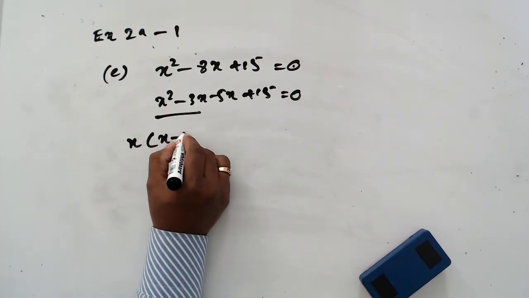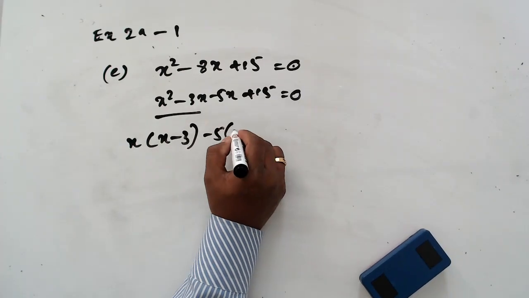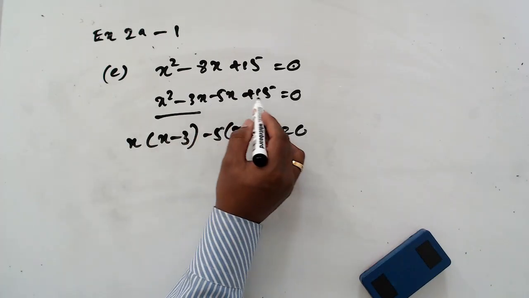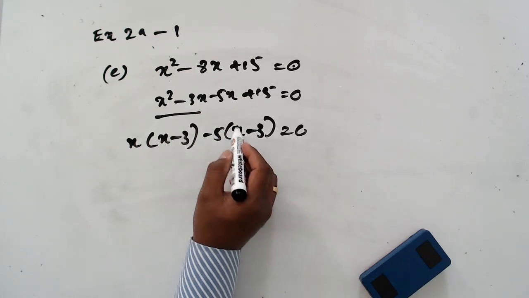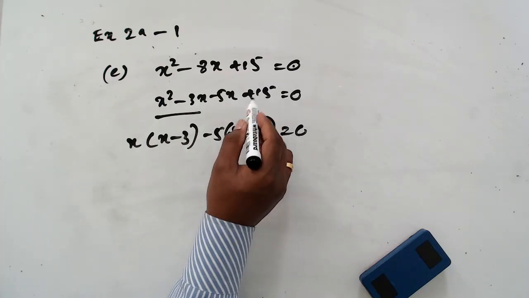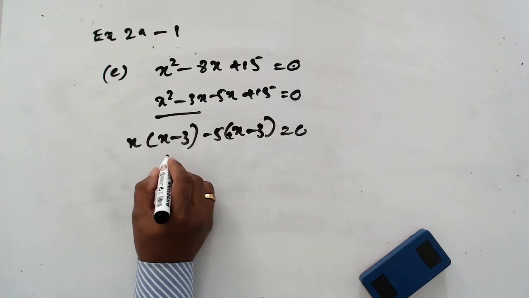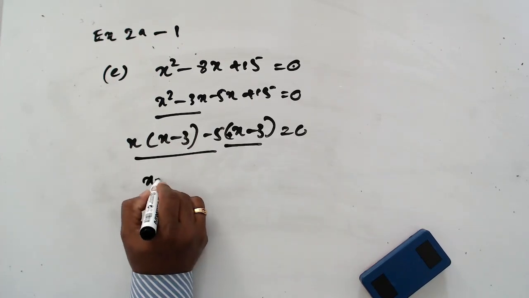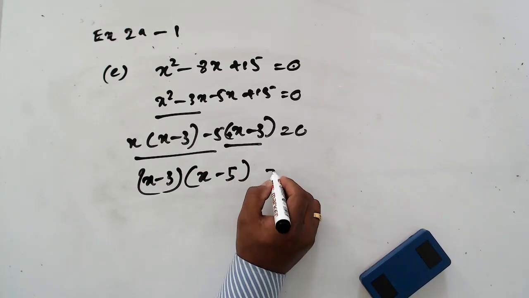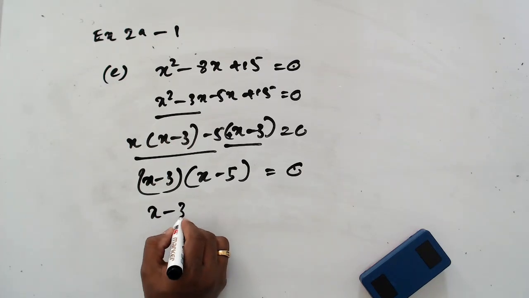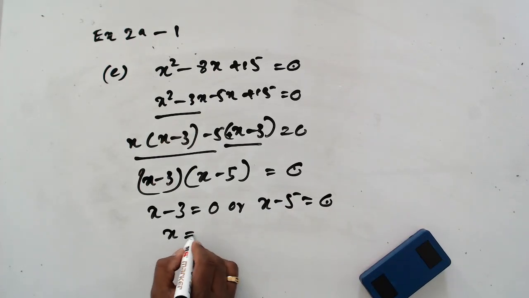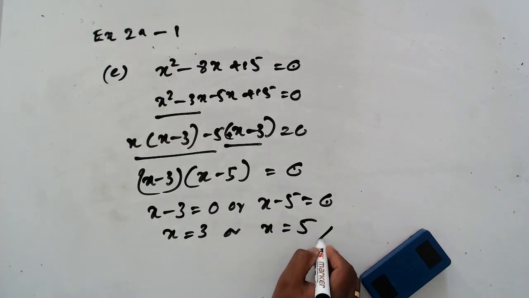X is common, x minus 3, minus 5 common, x minus 3. If you are not sure, multiply back and see whether you can get the same answer. Minus 5 times 3, minus 15; minus times minus, plus 15, that's fine. So then from here, x minus 3 is common. So x is remaining here, minus 5 equals 0. So x minus 3 equals 0, or x minus 5 equals 0, x equals 3, or x equals 5.